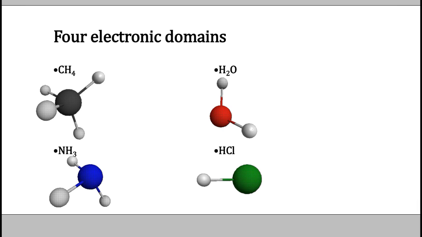Okay, let's move on to CH4, methane. Let's go ahead and draw the Lewis structure for that. We have 8 valence electrons.